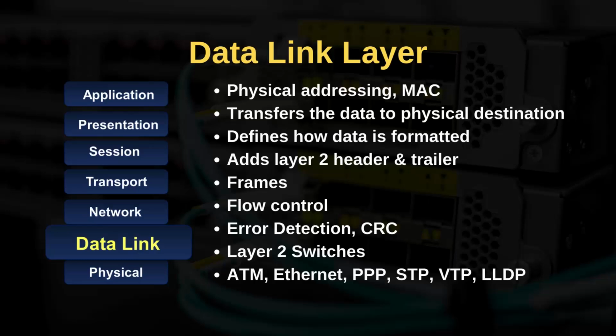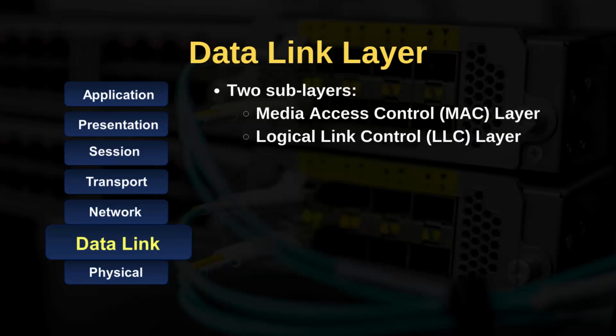One of the most important devices working in the data link layer is the layer 2 switch. There are some protocols that work in the data link layer also: ATM, Ethernet, point-to-point protocol, STP, VTP, and LLDP. By the way, the data link layer has 2 sublayers. One of them is the media access control layer, and the other one is the logical link control layer.